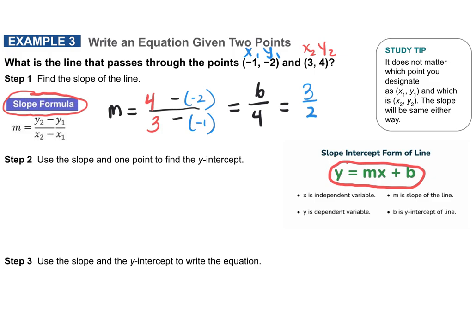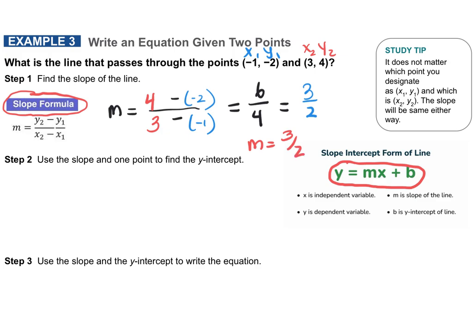However, a graphing calculator can help you do this. If I put 6 over 4 into the calculator and press math, enter, enter, I will get the simplified fraction. So this means that my slope is 3 over 2.